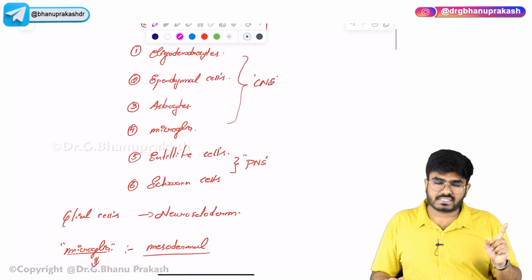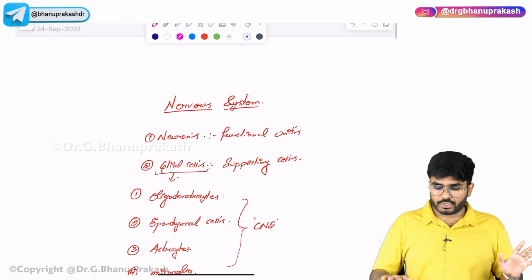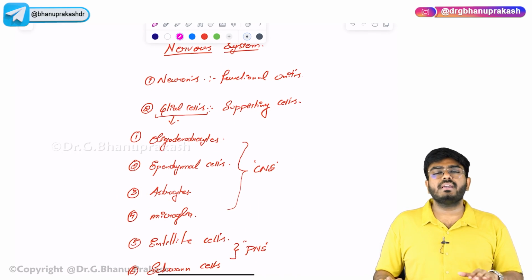Luxol fast blue. Okay, so with this, the basic things which I want you to know in central nervous system pathology are completed.